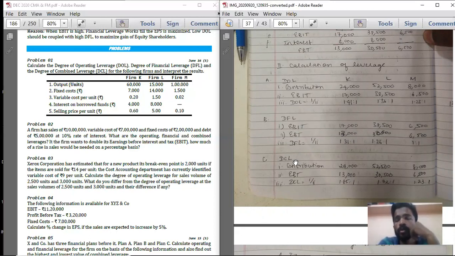Below that, small Roman number 2, EBT. What is EBT given? 13,000 for K, 30,500 for L, and 6,500 for M. Now calculate. Below that, small Roman number 3, DCL is equal to, within bracket, small Roman number 1 divided by small Roman number 2.